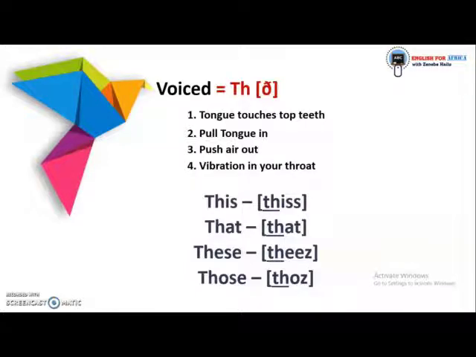The last sound is s. That, this. Here the last sound is kind of z. It's not an s. So this, those. So this is how you can pronounce them, and I think you have understood how you can pronounce them and how you can hear them.